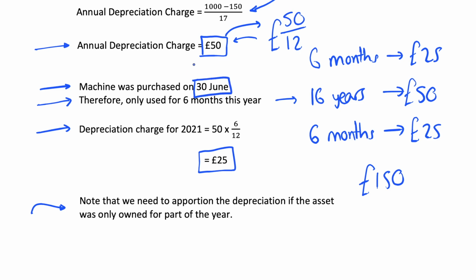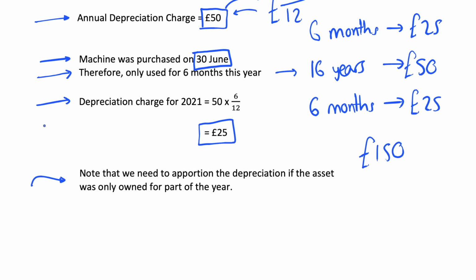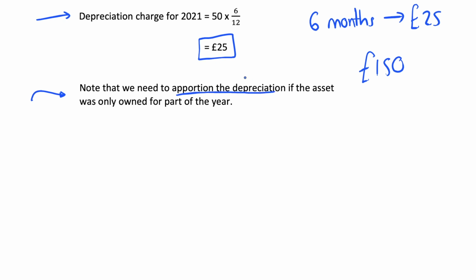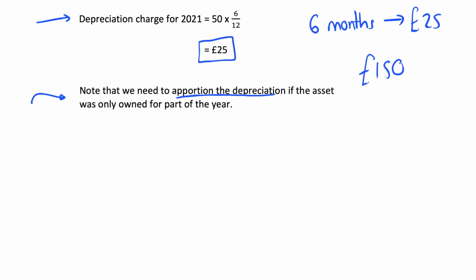And if we are thinking about a fraction of a year, we may have questions that ask us for depreciation over the course of 3 months, 4 months, and so on. And they can get a little bit tricky. So we need to remember to apportion the depreciation. So that is that video concluded.